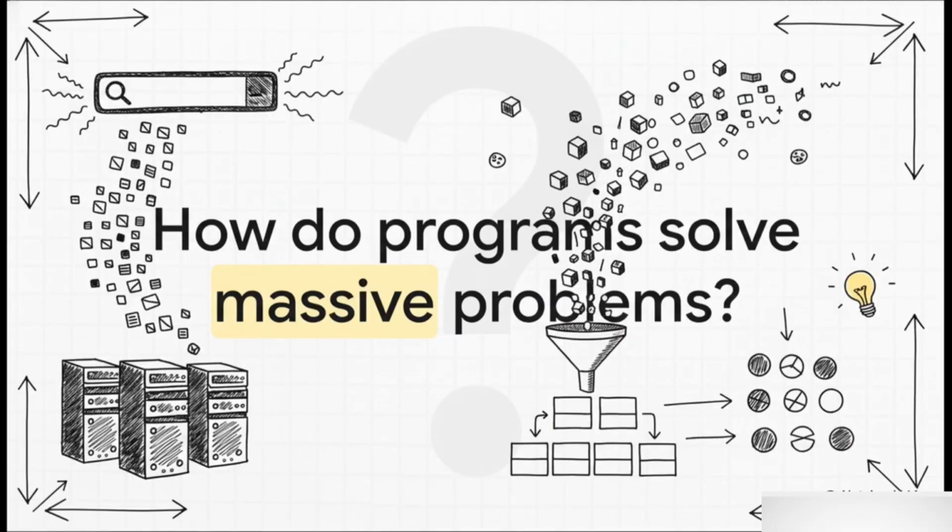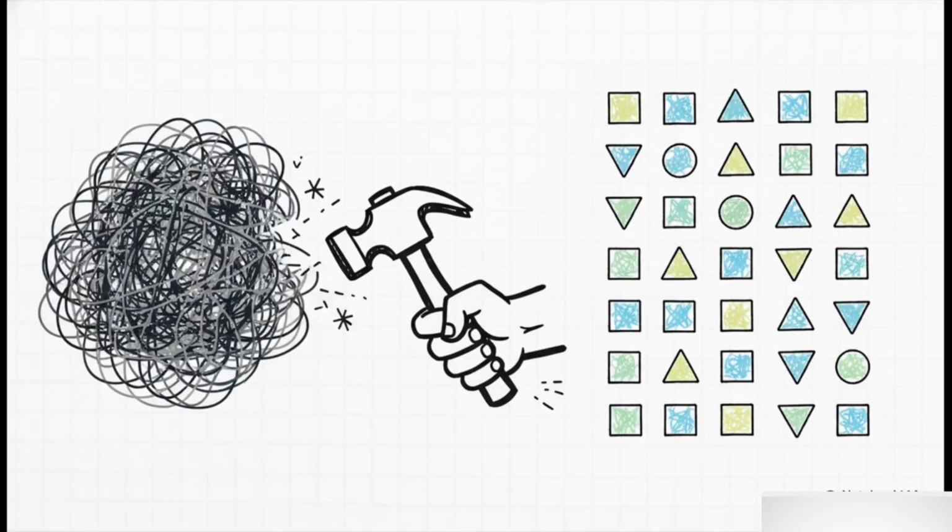Think about it for a second. How on earth does a search engine sift through billions of web pages in less than a second? Or how does a giant data center sort just unimaginable amounts of information? How do these systems tackle problems that are just that big? Well, here's the secret. They don't. They don't solve the one massive problem head on.